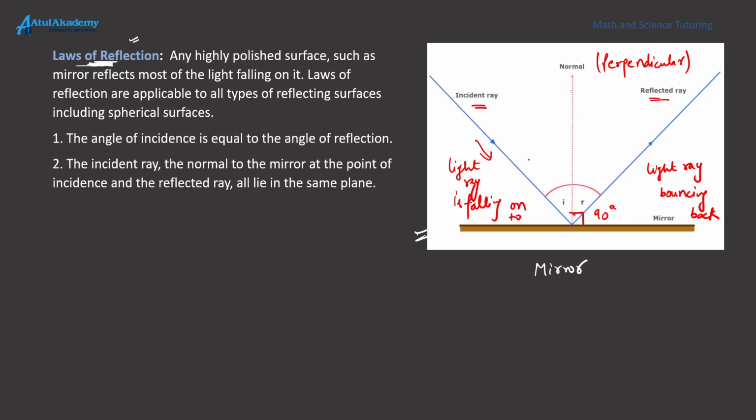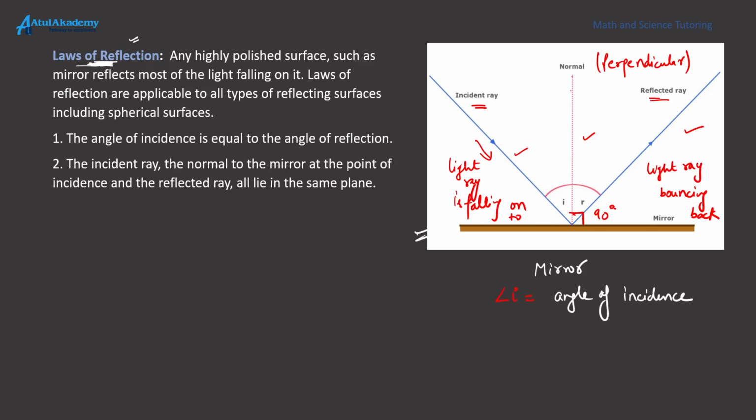Now all these rays, the incident ray, the normal and the reflected ray, they all are in the same plane. What is the meaning of the same plane? Means they are on the same side of the mirror. Now, what is happening? This incident ray is coming and this reflected ray is bouncing back, and if you see this angle, angle I and angle R, angle I is the angle of incidence.